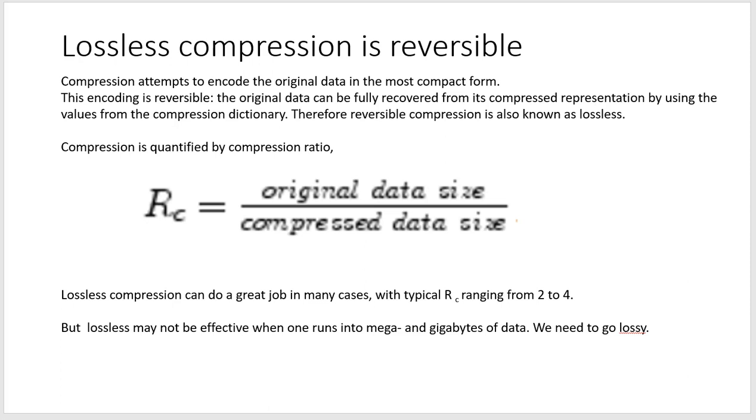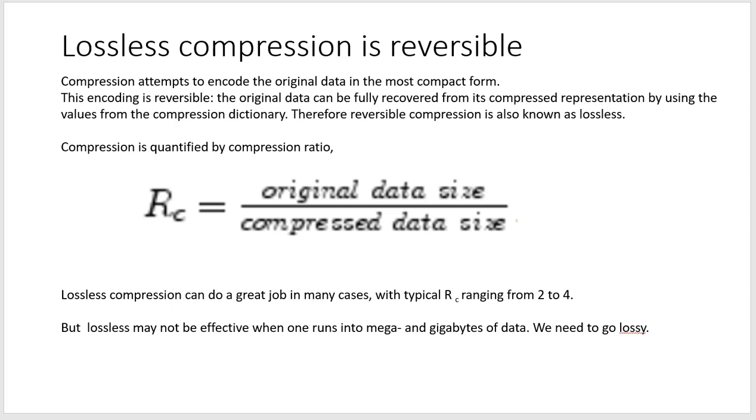Lossless compression is reversible. Compression attempts to encode the original data in the most compact form. This encoding is reversible. The original data can be fully recovered from its compressed representation by using the values from the compression dictionary. Therefore, reversible compression is also known as lossless.